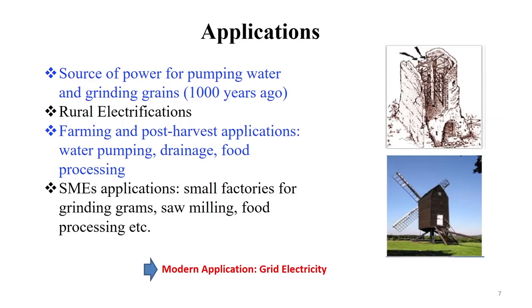As far as applications of wind turbines are concerned, they can be applied for pumping water, grinding grains and rural electrification, farming and post-harvest applications like water pumping, drainage and food processing, and small and medium enterprise applications like small factories for grinding grams, sawmilling, food processing and many others. But the modern application is electricity generation, that too on the grid. Of course, we need some kind of storage system to reduce the fluctuation of energy generation and for its utilization.